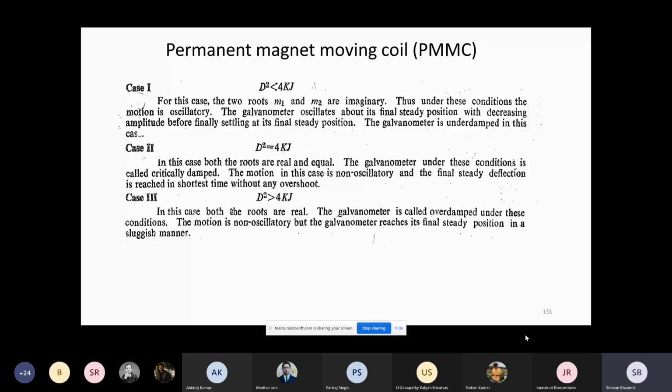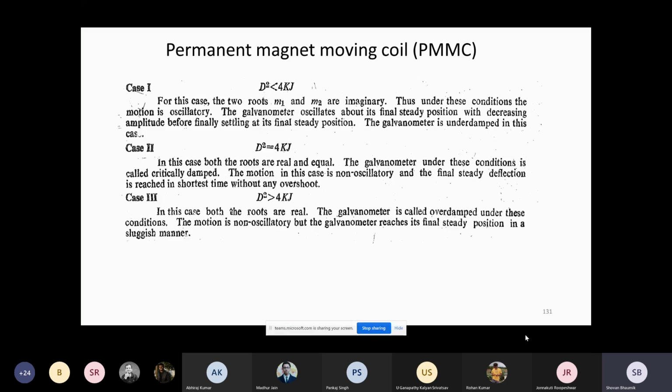For such cases you can write theta as a function of t, and you have seen what the expression is. The same expression will come here, only you need to write omega n and zeta in terms of d, k and j. Once you write that you will get the complete expression of theta as a function of time, and when you plot that you will see how your instrument should ideally behave.